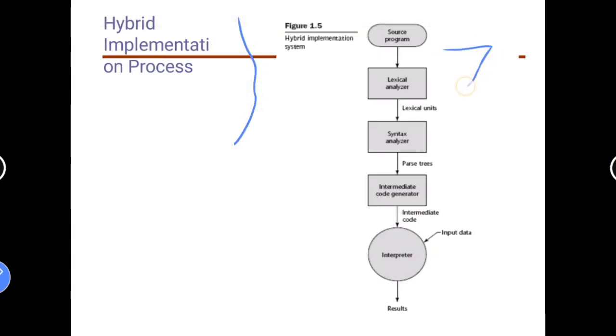The source program goes to the lexical analyzer. After the lexical analyzer comes syntax analysis, and this is the same as before. After intermediate code generation, the intermediate code goes to the interpreter. If input data is needed, it will take it and provide the result.